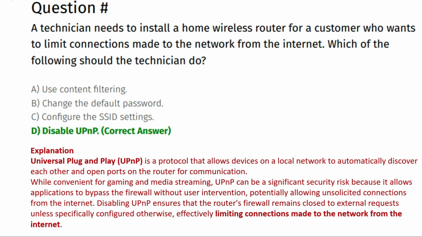Universal Plug and Play, UPnP, is a protocol that allows devices on a local network to automatically discover each other and open ports on the router for communication. While convenient for gaming and media streaming, UPnP can be a significant security risk because it allows applications to bypass the firewall without user intervention, potentially allowing unsolicited connections from the internet. Disabling UPnP ensures that the router's firewall remains closed to external requests unless specifically configured otherwise, effectively limiting connections made to the network from the internet.